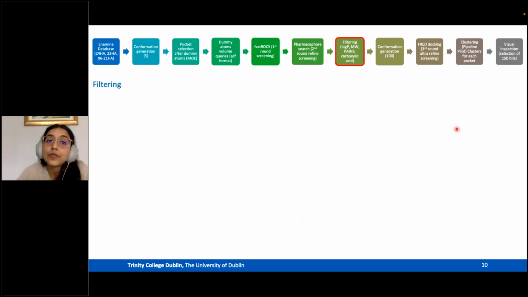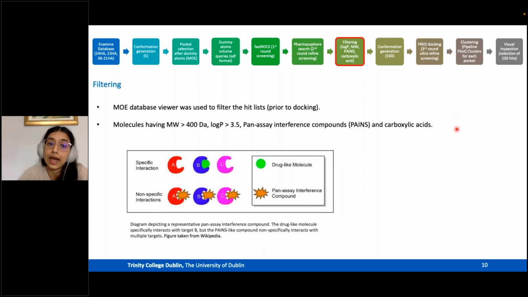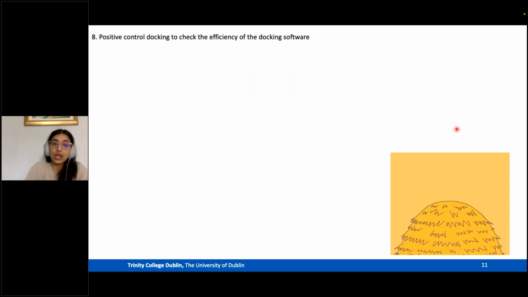So then it was time for us to filter the hit list. We removed the molecules that had a molecular weight of greater than 400 Daltons, a logP value of greater than 3.5, and molecules having PAINS and carboxylic acid moieties. Before moving to the very last round of virtual screening, we wanted to see how efficient our docking software is. For that, we used an in-house software called DataPipe.